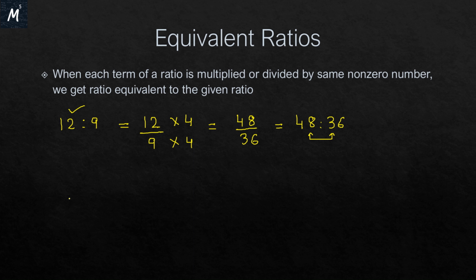Let's take another example. Now 12 is to 9 is divided by 3. So we get 4 upon 3, which will be written as 4 is to 3. This new ratio 4 is to 3 is the same as 12 is to 9. That means if I multiply 4 and 3 by 3, we'll get 12 upon 9. So these are equivalent ratios.